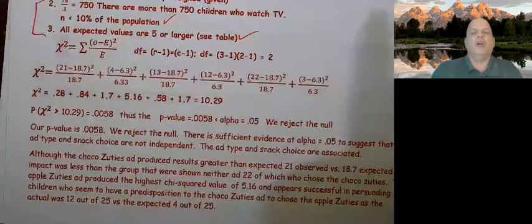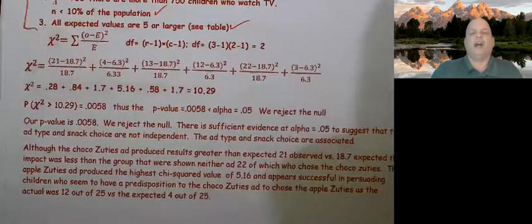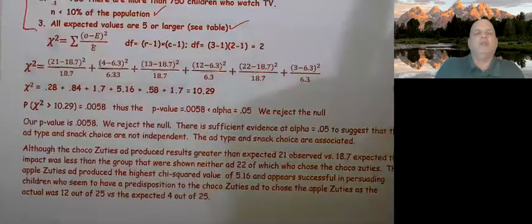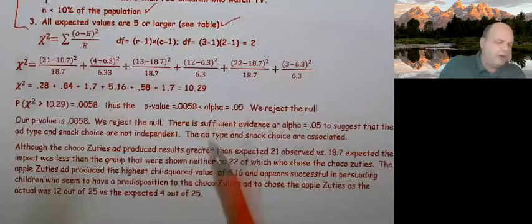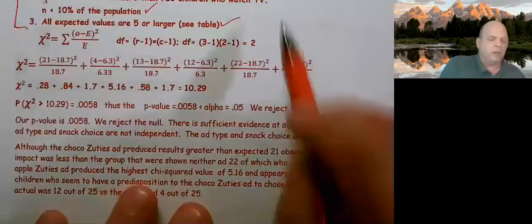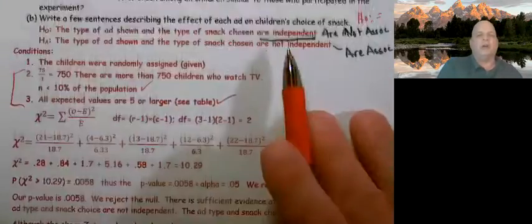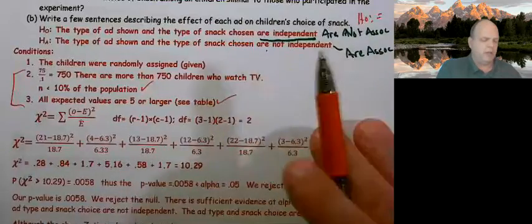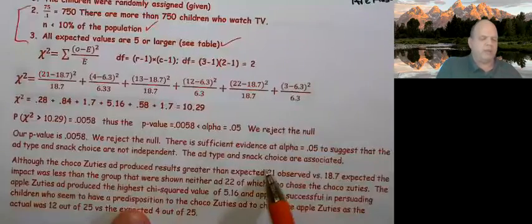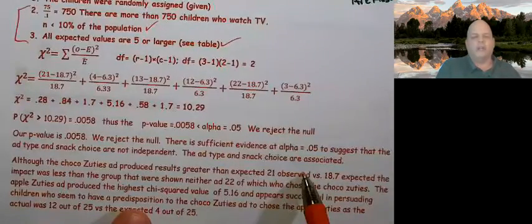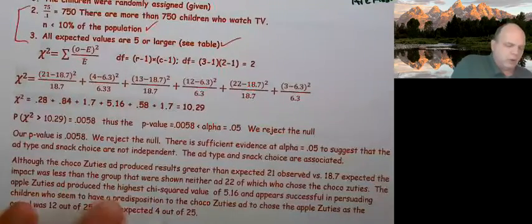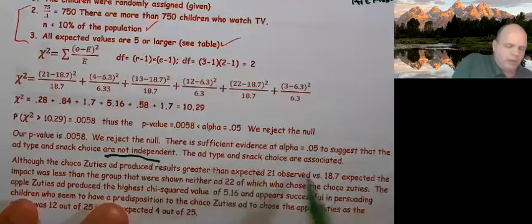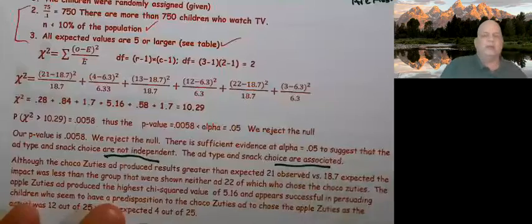We reject the null. There is sufficient evidence at alpha equal 0.05 to suggest that ad type and snack choice are not independent, because we're going to select our alternative, and our alternative was are not independent. The ad type and snack choice are associated. Notice these are opposites. You got to be careful. Are not independent, are associated.